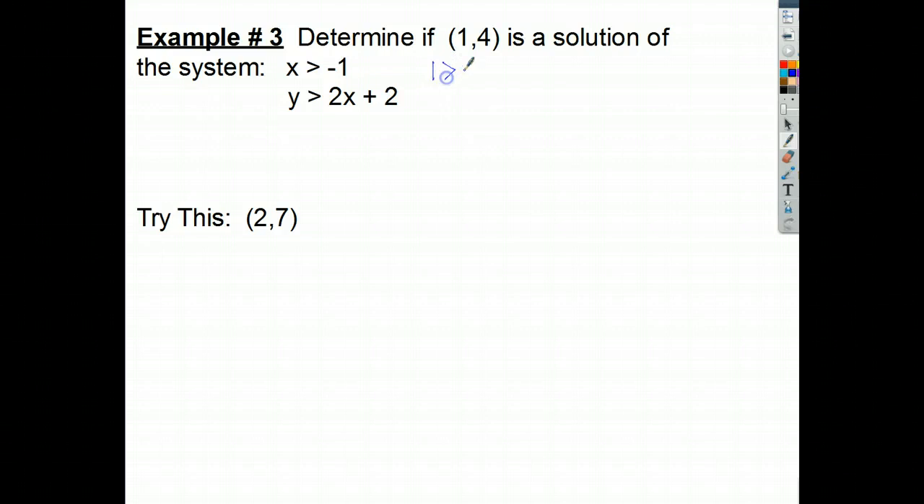Is x greater than -1? And that's true. And in this one, I'll put in the x and the y. Is 4 greater than 2 times 1 plus 2? Is 4 greater than 4? Well, 4 is equal to 4, but it's not greater than. So this is false. And so we would say, is this a solution to that system? No, because it has to solve both of them. Okay, you go ahead and do this one with the same system.